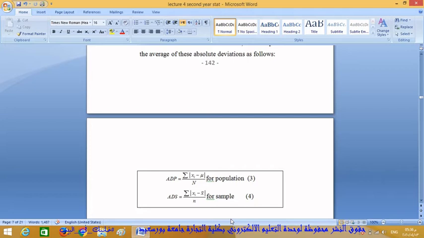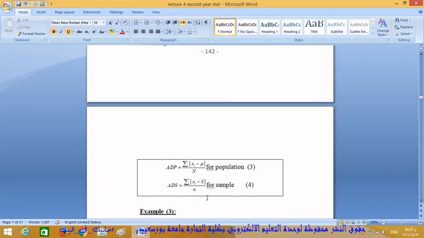For a sample, ADB is the absolute deviation for a population, and ADS is the absolute deviation for a sample. ADS equals sigma of the absolute value of x minus x bar, divided by n, for a sample. Okay, this is the formula for computing the absolute deviation for a population and for a sample.